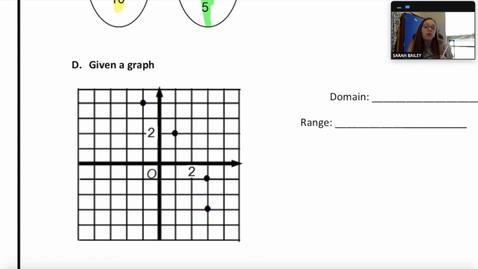So since it's just a set of ordered pairs, I'm actually going to write down the ordered pairs next to the points, okay? So this would be (-1, 2), (3, -1), (4, 1), (2, 3), (-1, -3)... Okay, so now when I go and do my domain, I can just look at the x values. And my range, I can look at my y values.